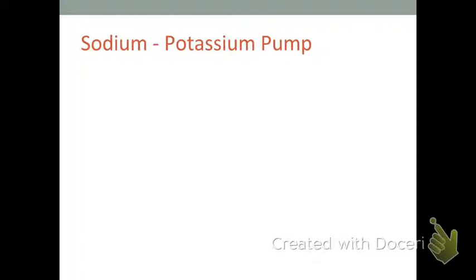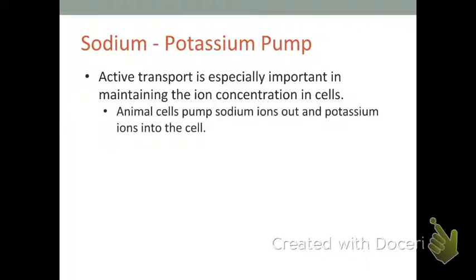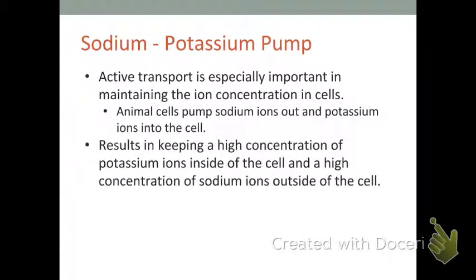So let's look at the sodium potassium pump. It's a specific example of this ion pump. This sodium potassium pump maintains a certain ion concentration inside of cells. Now, animal cells will pump sodium ions out, while at the same time pumping potassium ions back in. This is kind of a two-way pump. It pumps certain molecules out, pumps other molecules in, or I should say ions.